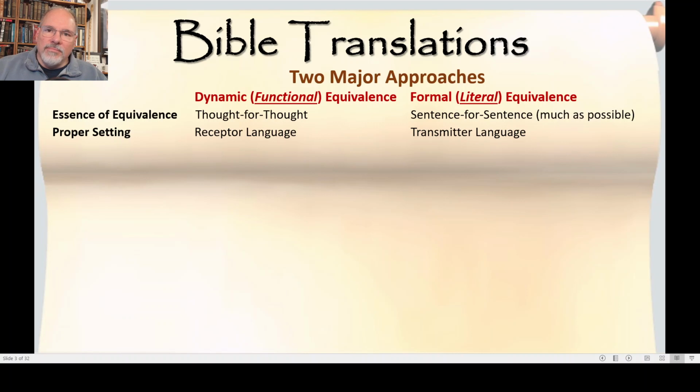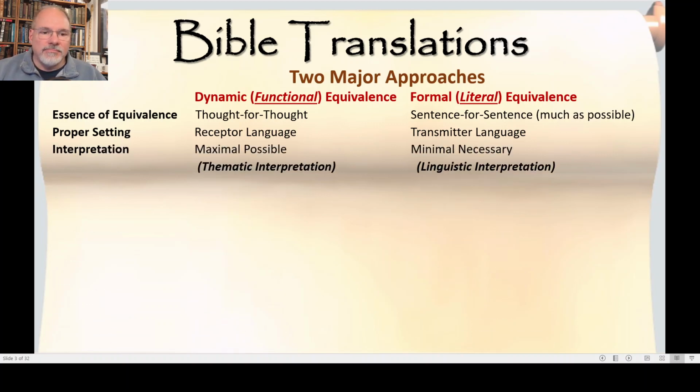Functional type versions are concerned with the language of the person reading, the receptor language. So in our case, it would be English. So it is what it's going to say in English. When you have a literal version, the translators are more concerned with the original language. In other words, whoever the New Testament writers were, what they said. So you're either going to cater to the reader or you're going to cater to the writer. And that's really the bottom line.